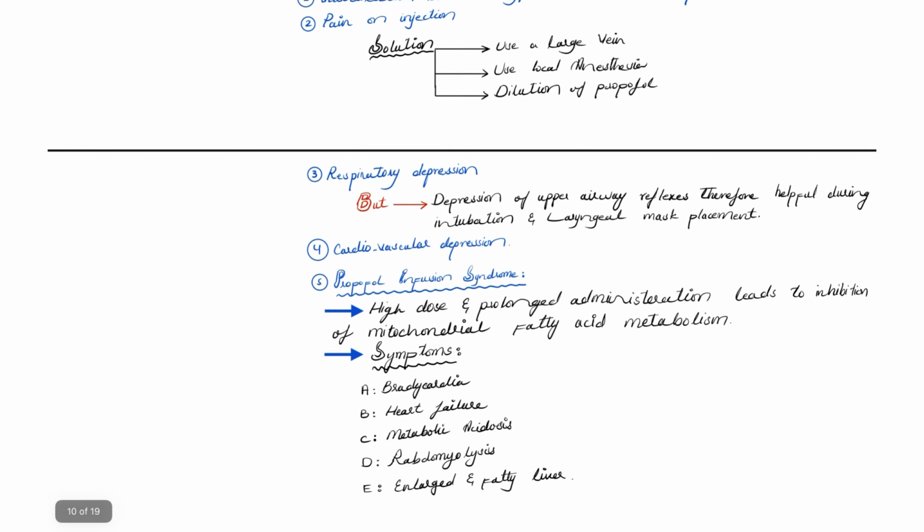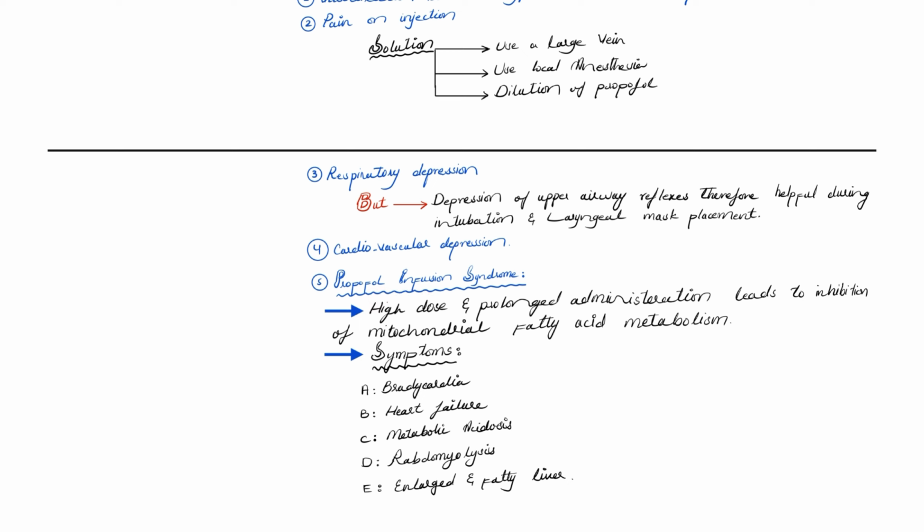Third important adverse effect is respiratory depression, but it causes depression of upper airway reflexes. Therefore, it is very helpful during intubation and laryngeal mask placement. Why? Because it blunts the upper airway reflexes such as cough. Fourth important adverse effect is cardiovascular depression, and there is one syndrome called propofol infusion syndrome.